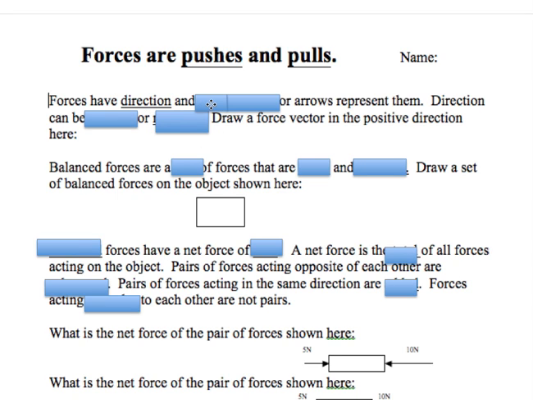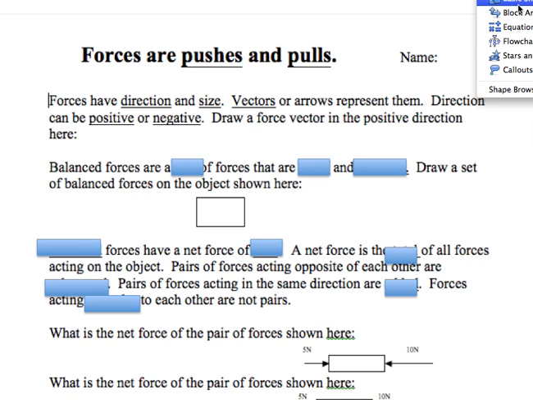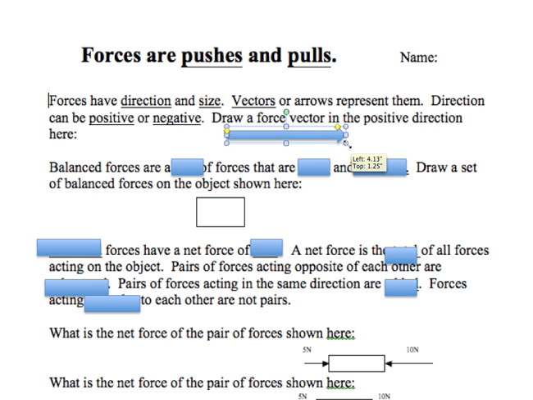Forces have direction. Forces have size. Because they have direction and size, we use vectors or arrows to represent them. Directions, just like motion, can be positive, which we usually consider going to the right, or negative, which we would consider going to the left. So draw a force vector that is going in the positive direction. A vector in the positive direction would look like this.